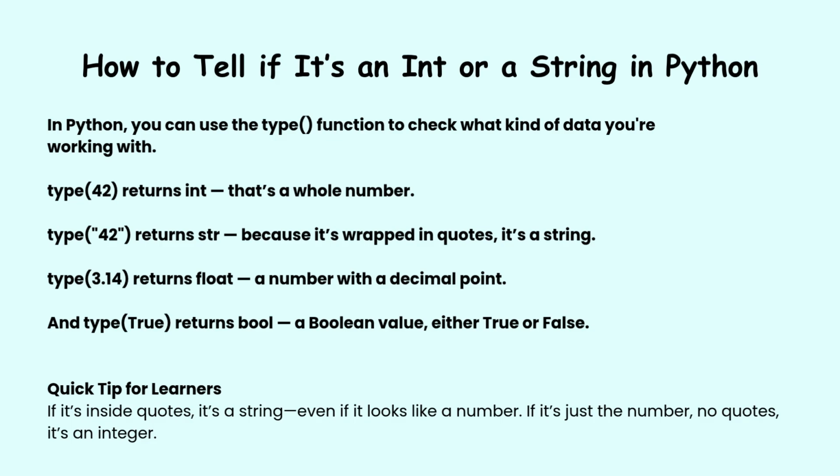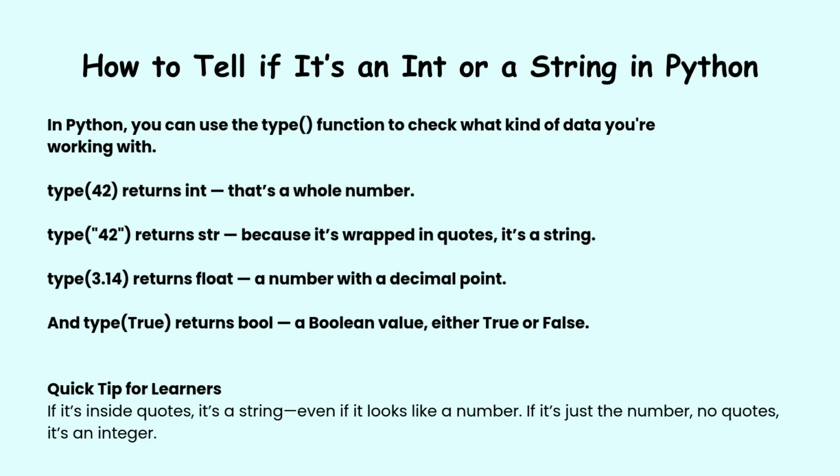Okay, let's talk data types and type checking. In Python, every piece of data has a type. To check what type you're working with, use the type function. For example, type(42) returns int, that's a whole number. But type("42") encased in quotes returns str. Because it's wrapped in quotes, it's a string. type(3.14) returns float, a number with a decimal point. And type(True) returns bool, a Boolean value, meaning either true or false. This is a quick and powerful way to understand your data and avoid type errors. Remember, if it's in quotes, it's a string, even if it looks like a number.